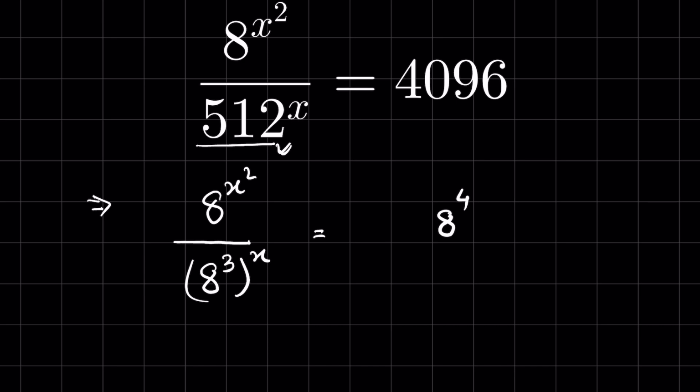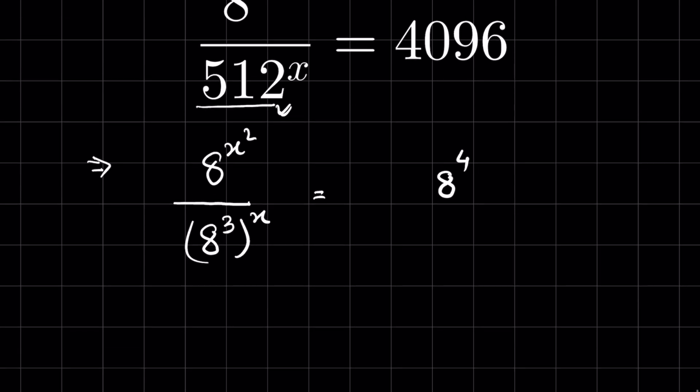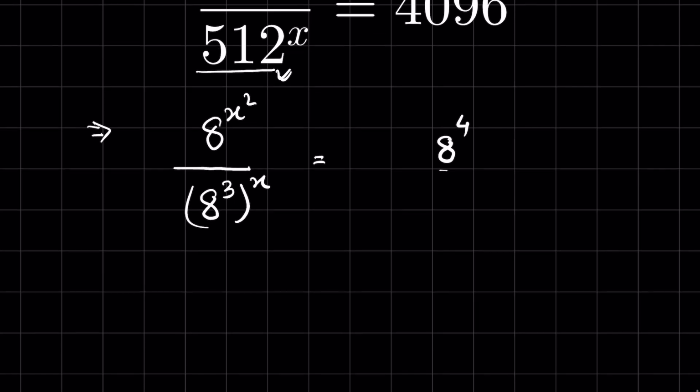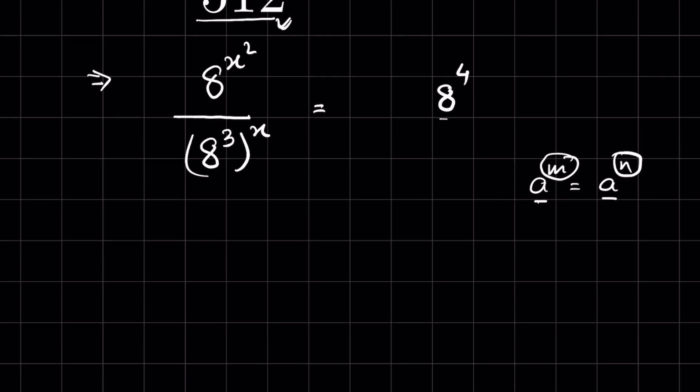Whenever we have an equation where we have to find the value of x and the numbers are in the exponent form, we bring all the numbers with same base so that we can use this property: a raised to the power m is equal to a raised to the power n, where a is not equal to 0 or 1, then m is equal to n. Now again, there is an identity. a raised to the power m upon a raised to the power n is equal to a raised to the power m minus n.